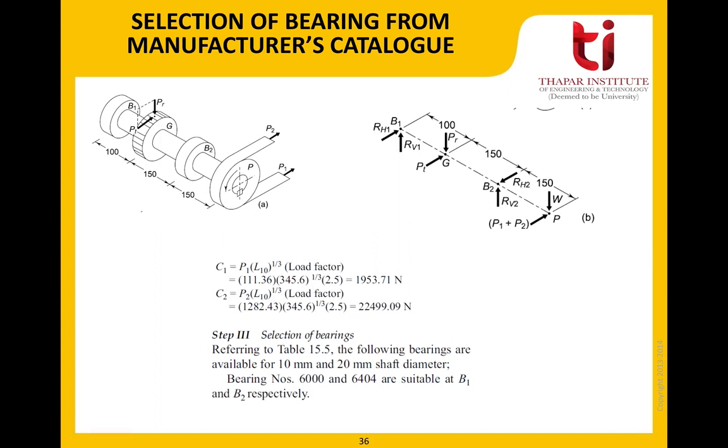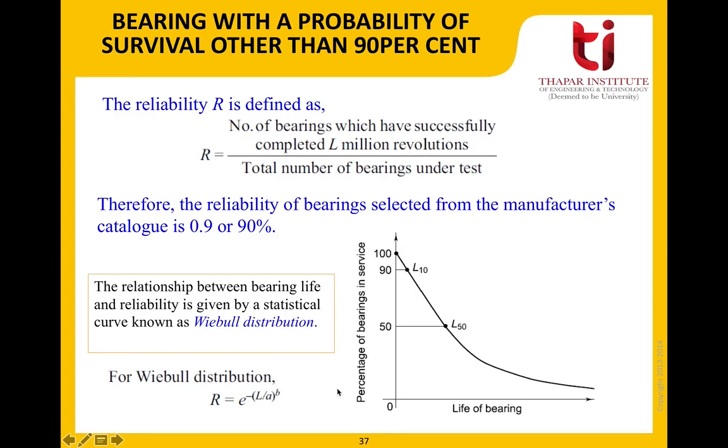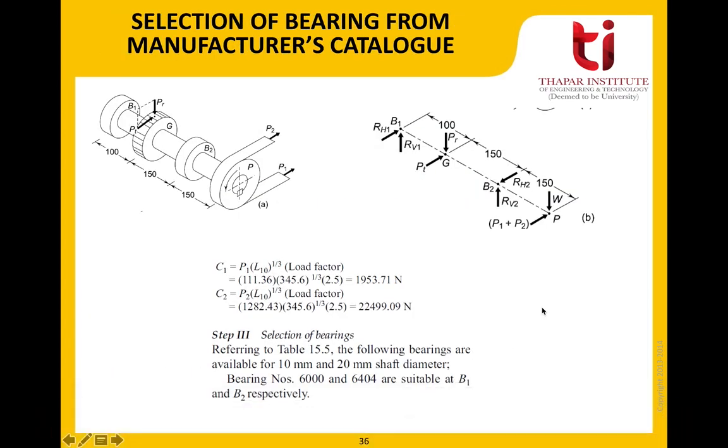All right. So in step 7, we go to table 15.5, and the same procedure that we have been doing in the last two numericals, we try to select the bearings, and I don't have the table right now here. So the bearing numbers that you can cross-verify from the book, you will get bearing numbers 6000 and 6404, which are suitable at B1 and B2 respectively. So we complete the numerical here.